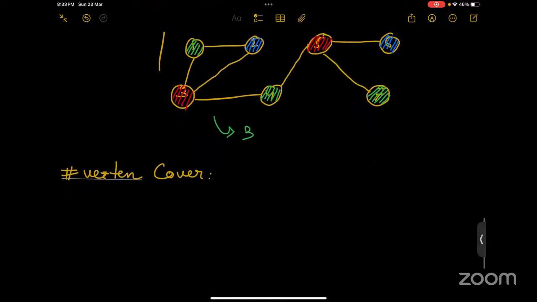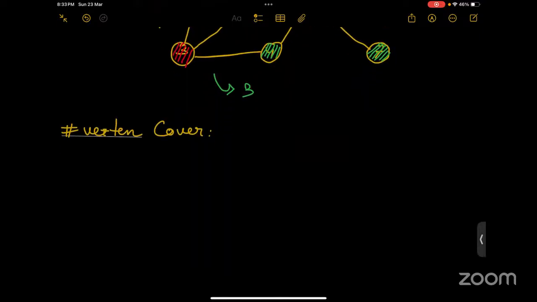Okay. So next we have vertex cover. So what is vertex cover? It is basically a collection of vertices such that all edges can be covered. That means we will collect, not the minimum number of vertices, we can collect any number of vertices so that we can cover all the edges. That means the edges associated with those vertices we can cover. Okay, so it's a collection.